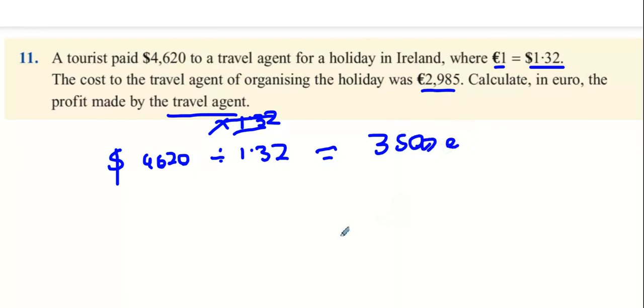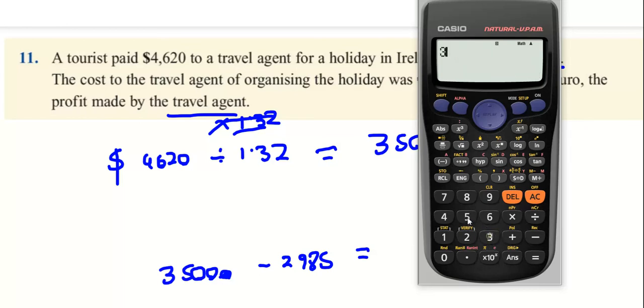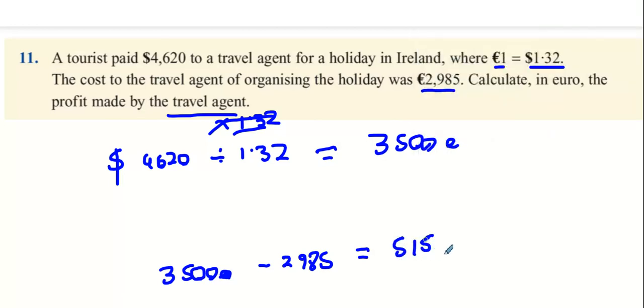Okay, so the travel agent charged us €3,500, but it only cost them €2,985 to run it. So take them away from each other. 3,500 take away 2,985, and that's €515 profit from organising the holiday.